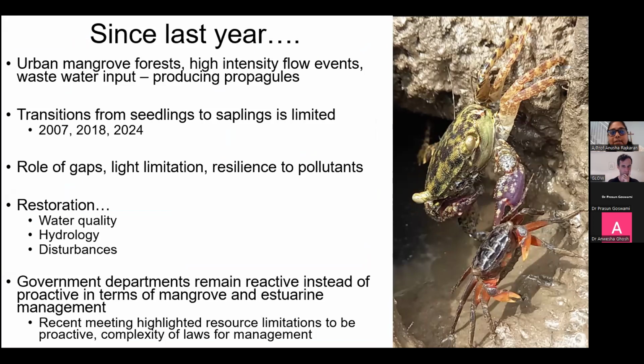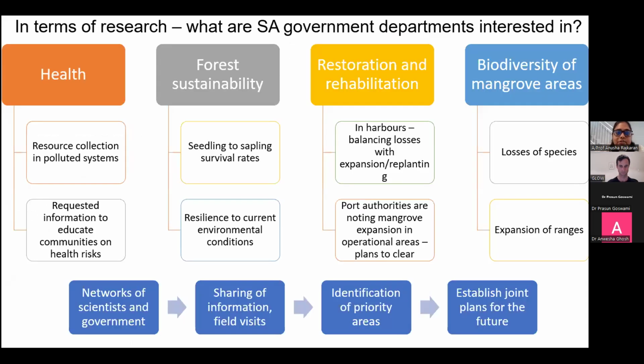And we're trying to understand whether this is limited due to light, or whether it is limited due to pollutants. So we recently had a two-hour meeting with our government departments to express this to them. And during that meeting, we tried to identify what the interests of government are within this particular ecosystem.